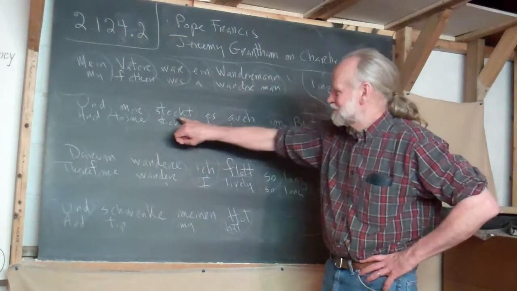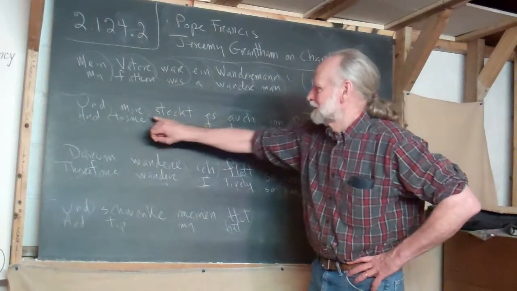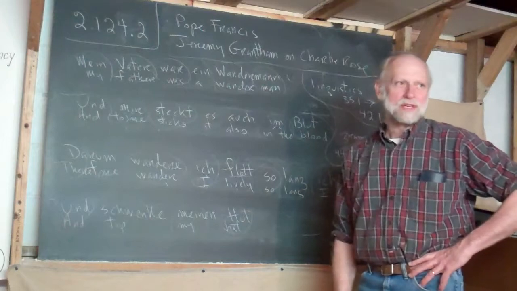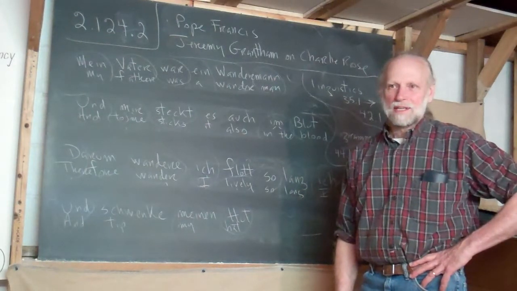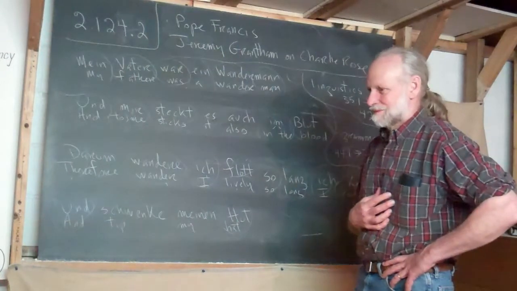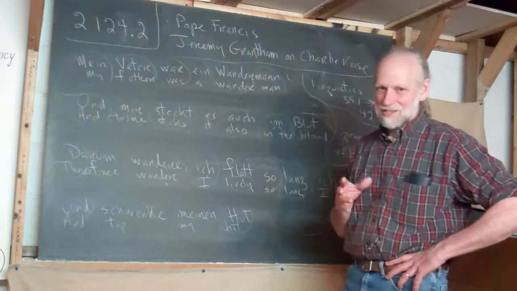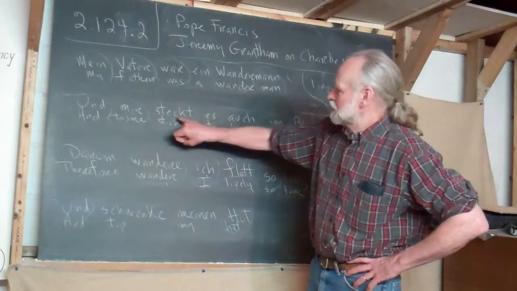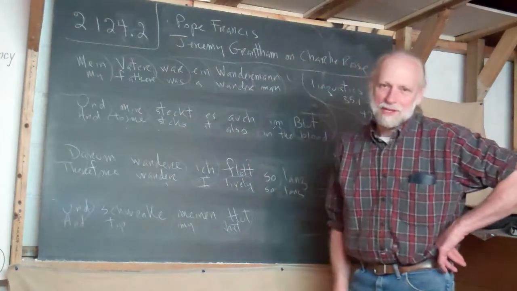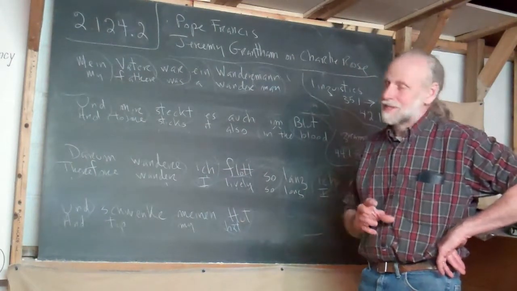Steckt es. Here's the subject, here's the simple predicate. It sticks to me. To make that English, we would say, and it sticks also in my blood. We wouldn't say to me. It sticks also in my blood. That still isn't really English, but notice that the verb is second. That's one of the things about German. The verb should be the second element in a sentence.